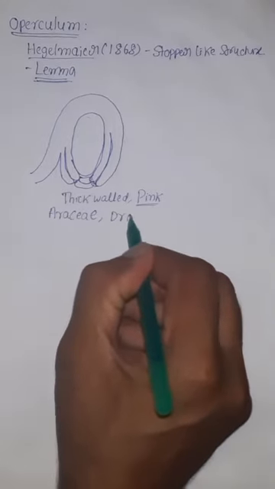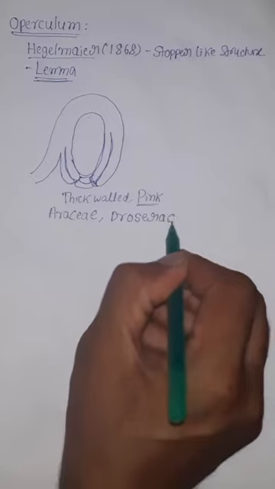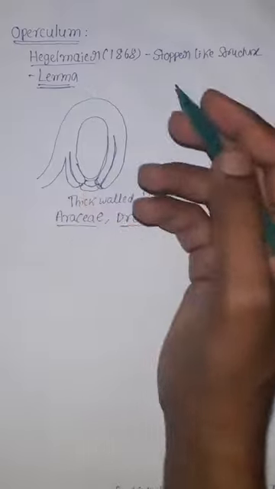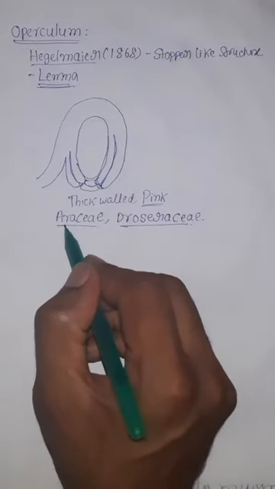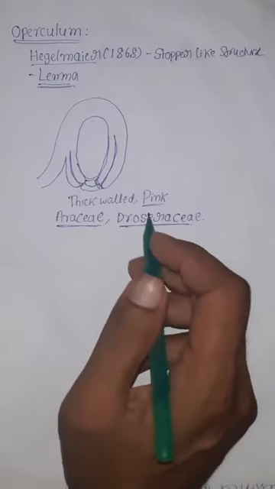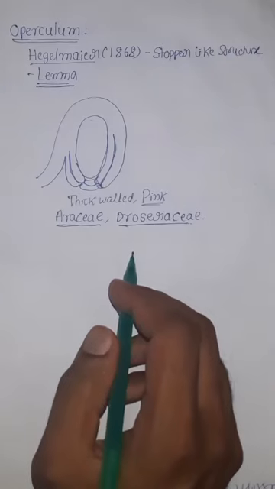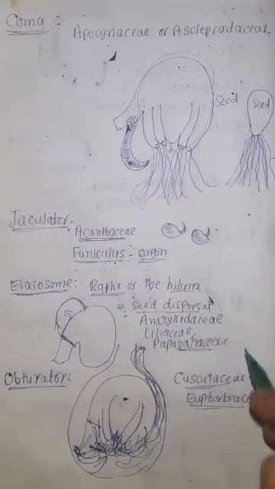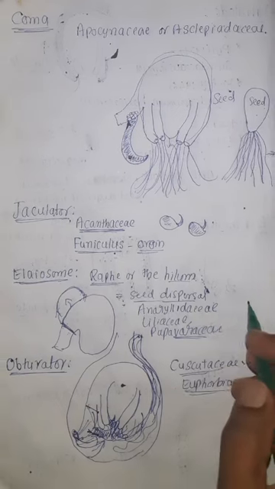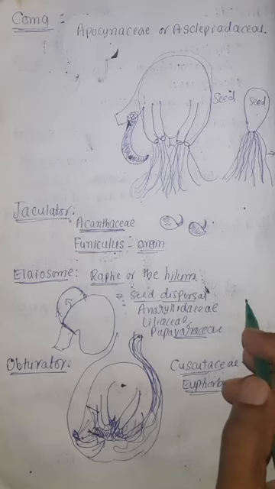We can also see the operculum structure in families like Araceae and Droseraceae. It was first observed in the plant Lemna, and after that it was also observed in the families Araceae and Droseraceae. Okay, this is all about the operculum. Now we have seen all 11 types of special structures associated with ovules. These perform various functions in ovule development or after maturity of the ovule also. Okay, thank you.